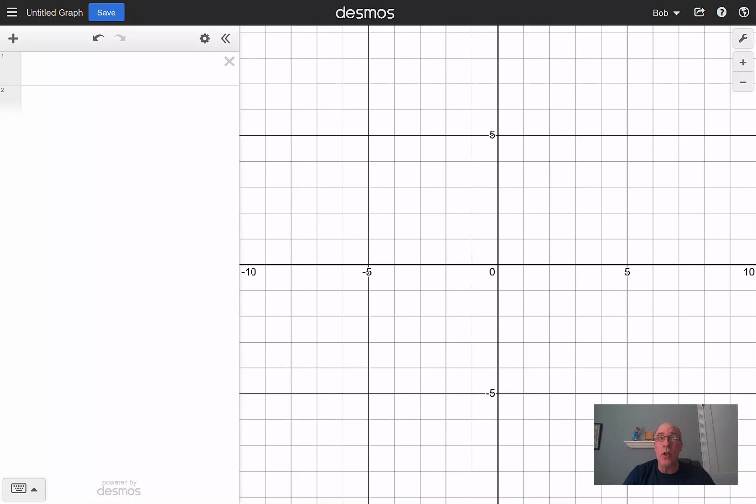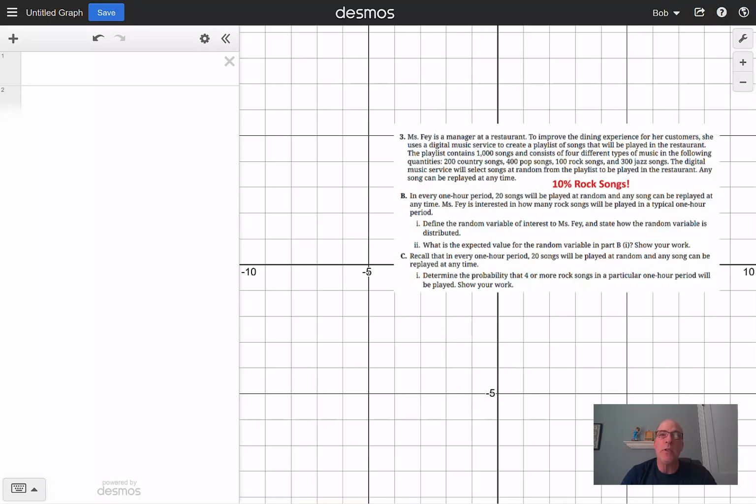The first question we're going to look at today is question 3. This was the probability question about a restaurant, and they have a streaming service where they play songs. We're going to look at parts B and C, which is the meat and potatoes of this question, where in every 1 hour period, 20 songs are played, and Miss Fay is interested in how many rock songs are played in a typical 1 hour period.